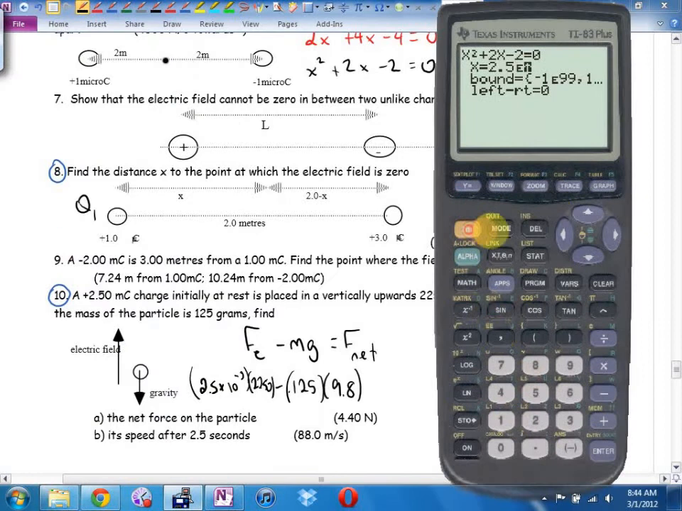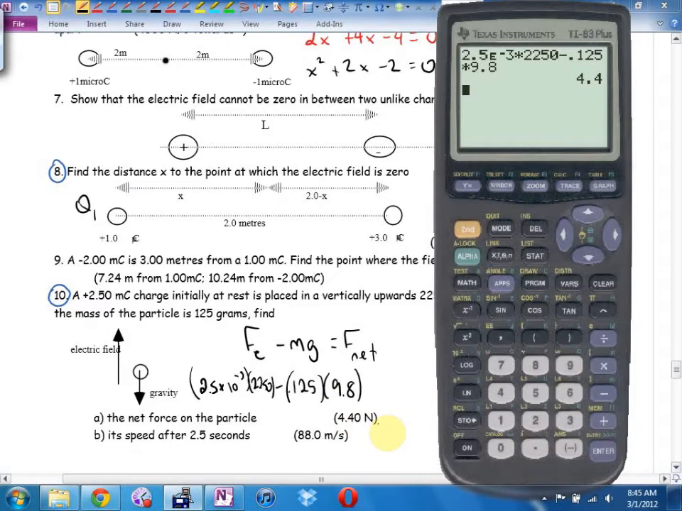2.5. Oh, good gosh. I'm in wrong mode. Let's try that again. 2.5 to the negative 3 times 2250 minus 0.125 times 9.8. The net force is 4.4 newtons. And positive tells me, hey, that is the winner. Woo-hoo. Hey, there it is, 4.4 newtons.